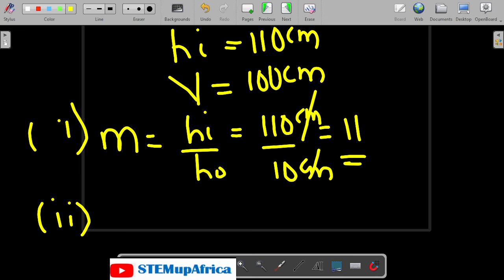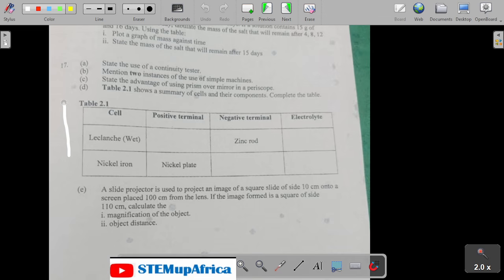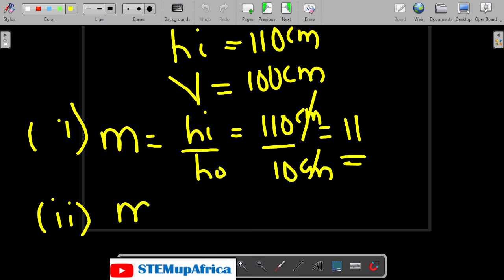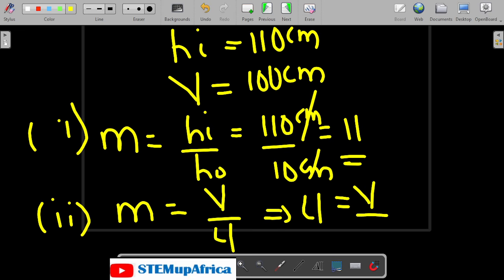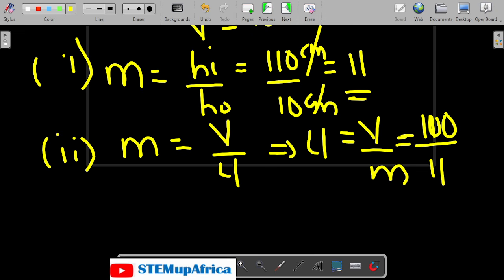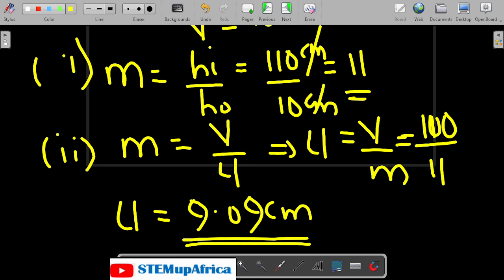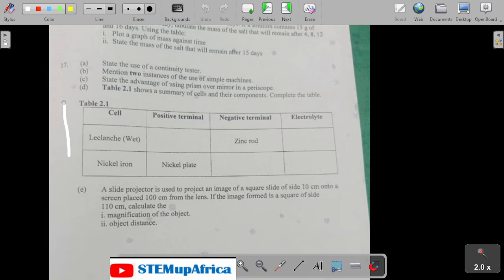Then now we go to part 2. Let me calculate the object distance. We know that magnification equals image over object distance. It implies that the object distance U is V over M. What is V? So 100 divided by 11. So my U will simply be 9.09 cm if I divide it. So this is the solution to the entire physics question.